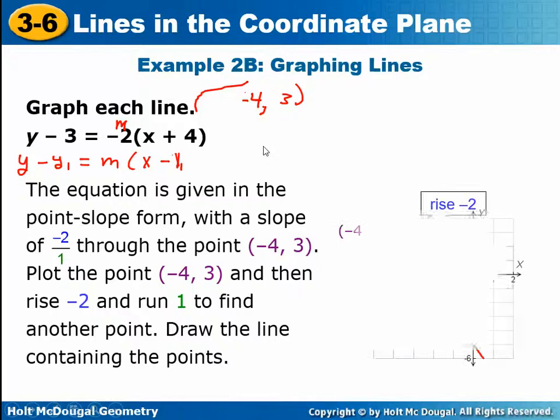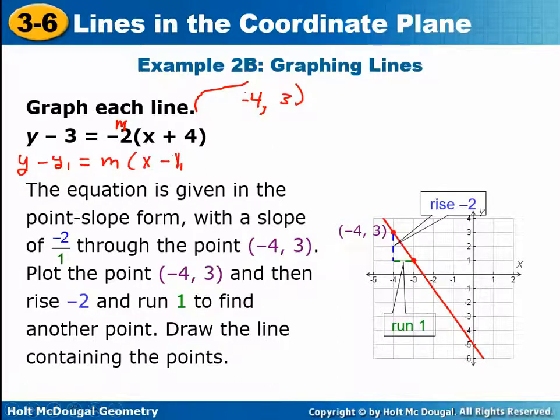So you would graph the point (-4, 3), and the slope is negative 2. Negative 2 is the same as the slope of negative 2 over 1. Always put a 1 underneath. So from here, I would go down 2 and to the right 1. We always go to the right when we do our run. We never go to the left. You go down if it's negative for the rise, and you go up if it's positive.